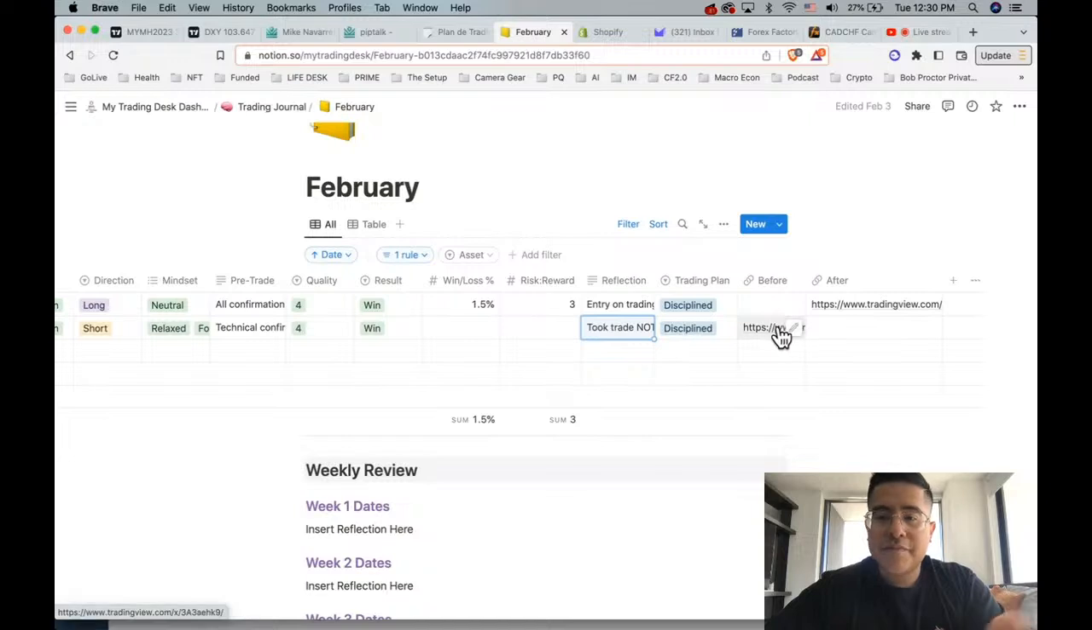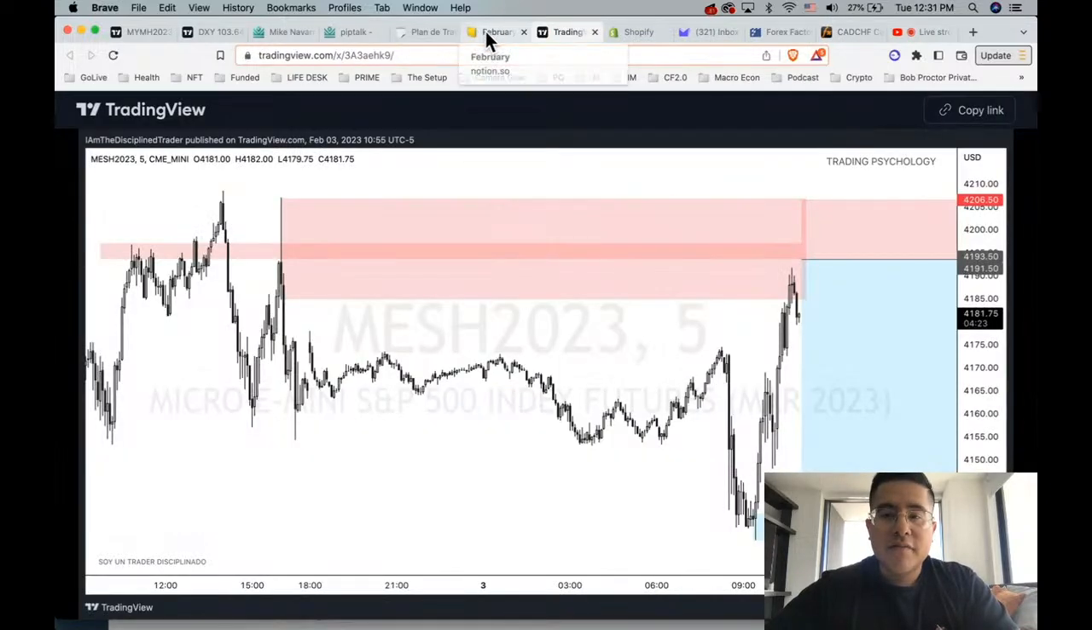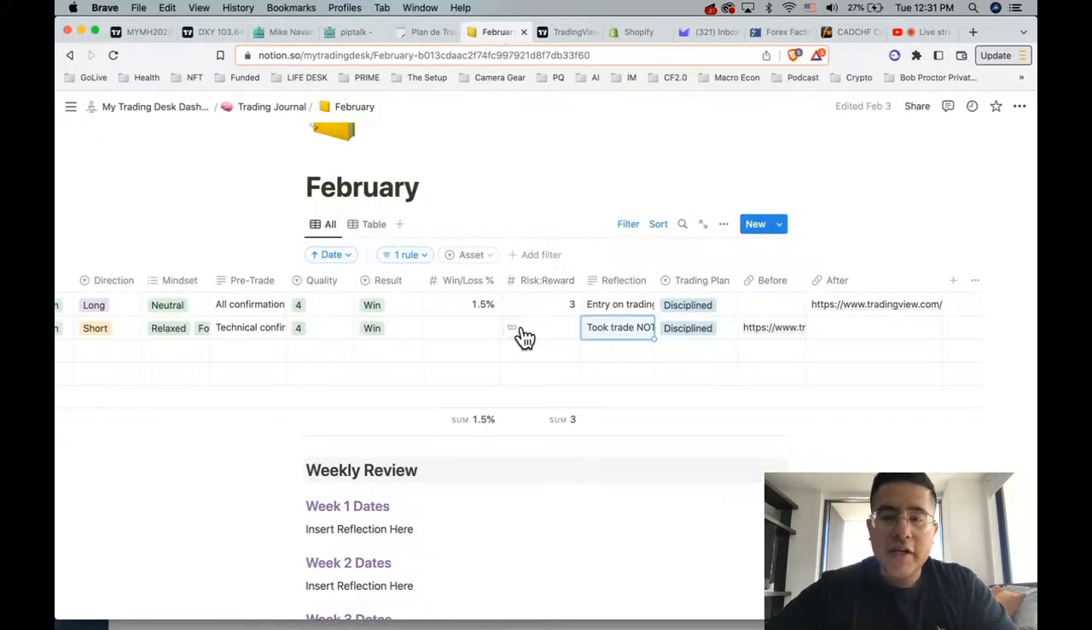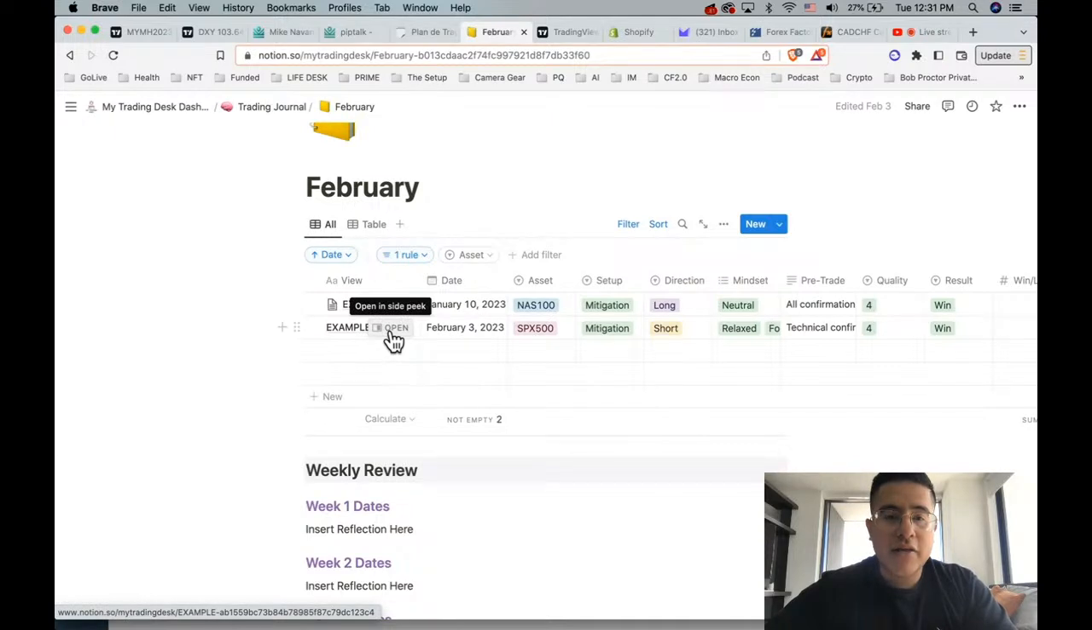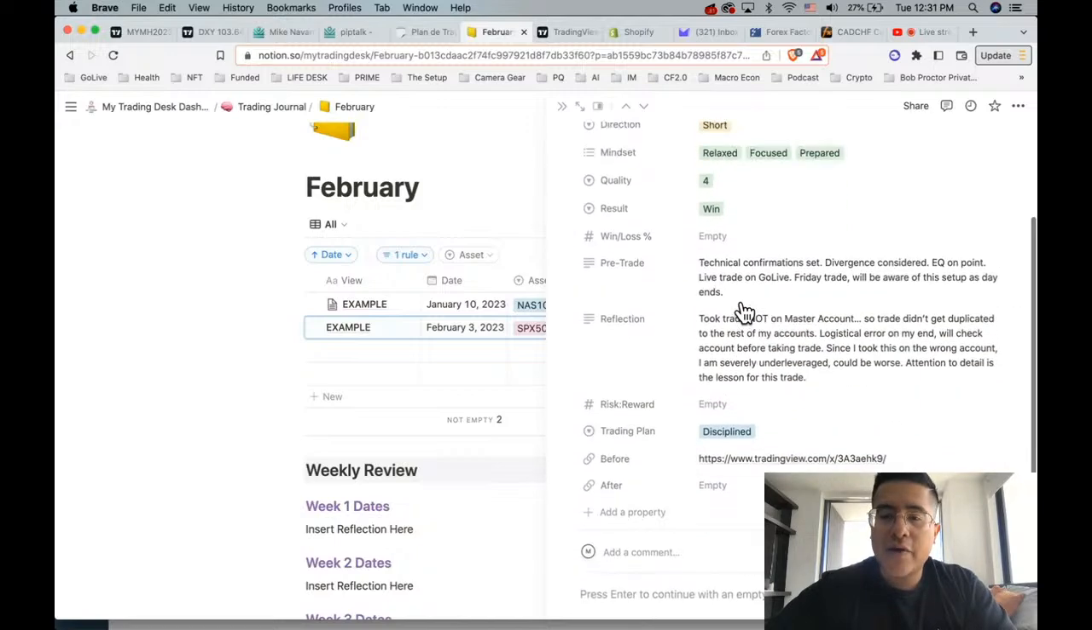Trading plan was disciplined, and then I have the chart work, right? I have the before and after. So I took this out, and then it is what it is. So when we look at this, now you can type it out through here. So you click this button, open, and then you'll literally have it all here. So this is the way that I would approach it.